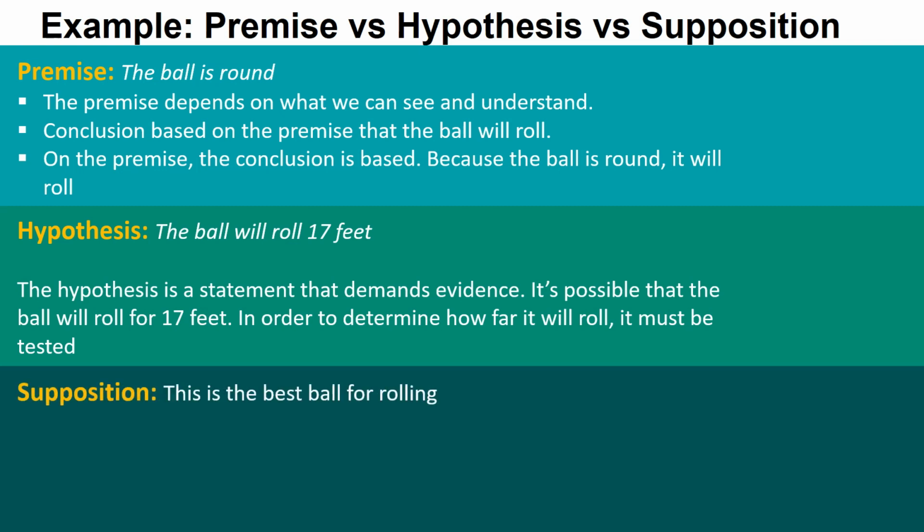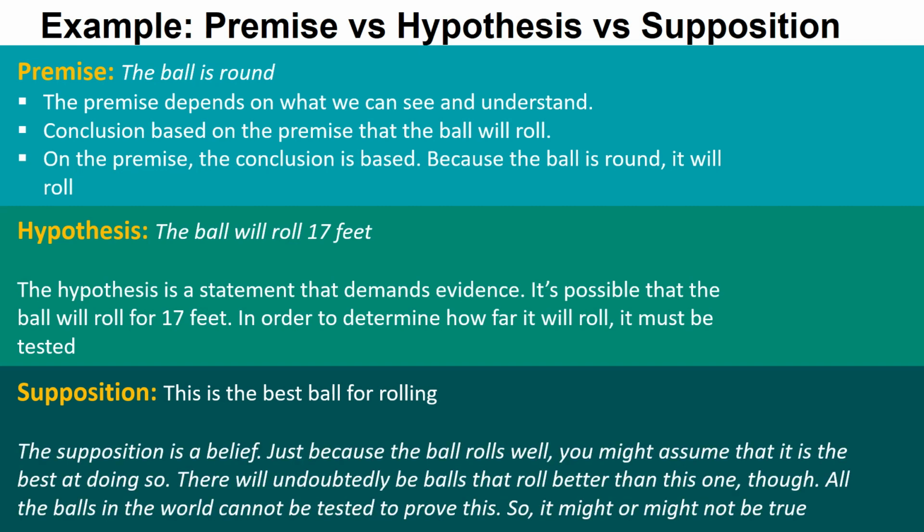Supposition: this is the best ball for rolling. The supposition is a belief. Just because the ball rolls well, you might assume that it is the best at doing so. There will undoubtedly be balls that roll better than this one. All the balls in the world cannot be tested to prove this, so it might or might not be true.